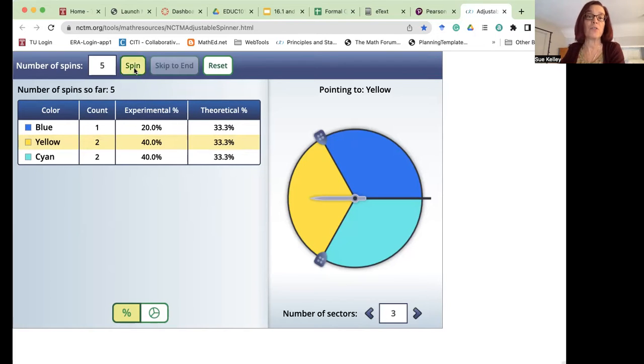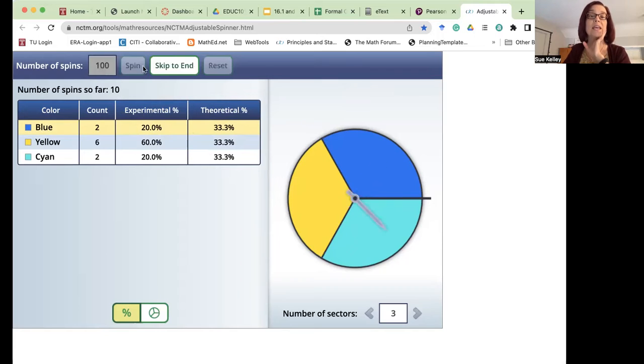Let's spin it another 5 times. Still looking not very good. Mr. Yellow is winning at this point. But you notice that it's nowhere close to our theoretical probability, and that is because we're only spinning a small amount of times. In order for our theoretical and experimental probabilities to look even close to each other, we have to spin a lot of times. So let me increase my number up here to 100 spins.